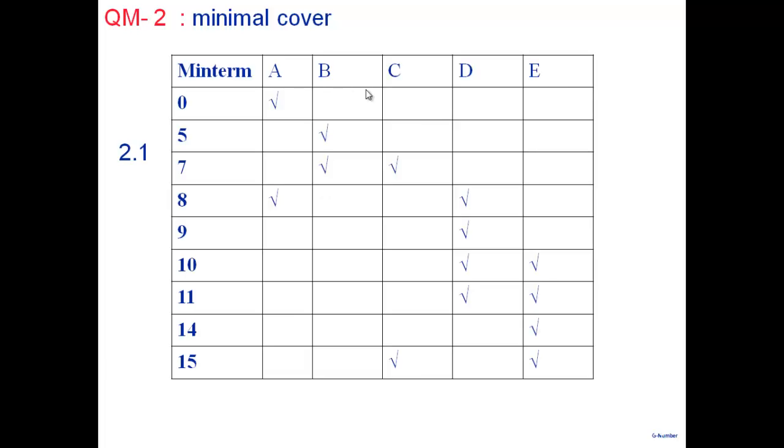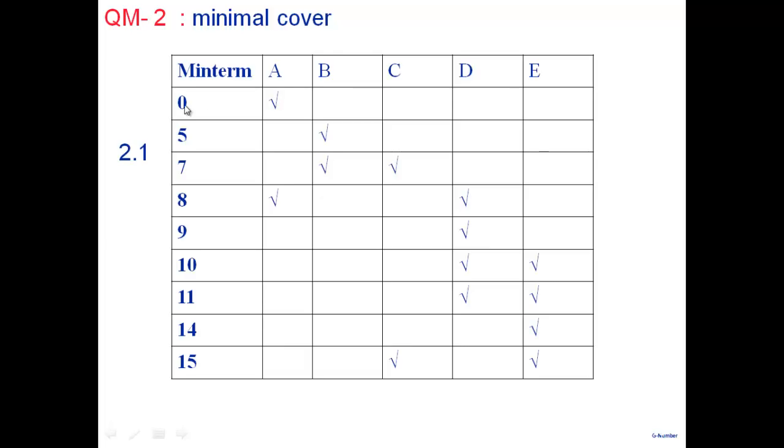Now, I'm showing it in the form of a table, but note that each one of those steps are simple, and these all can be automated. All right. So now, is there any essential prime implicant?